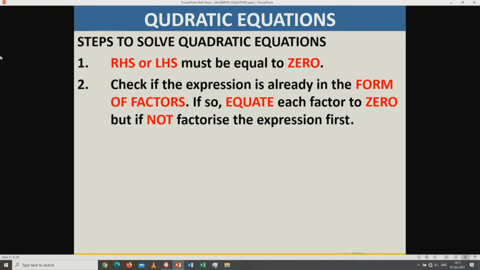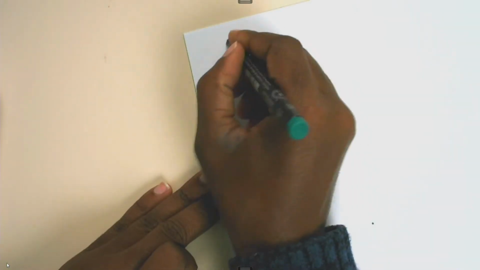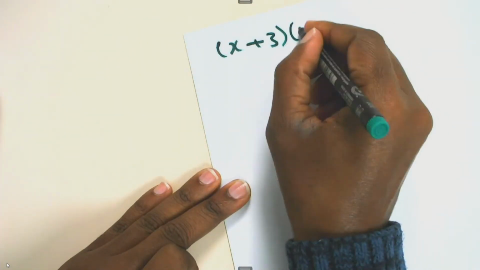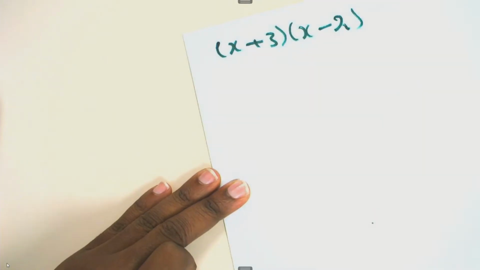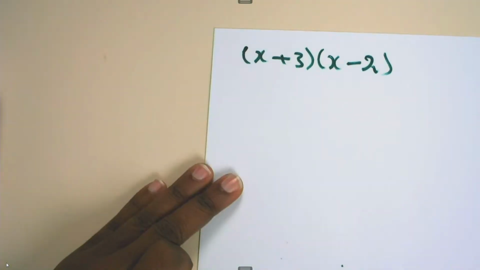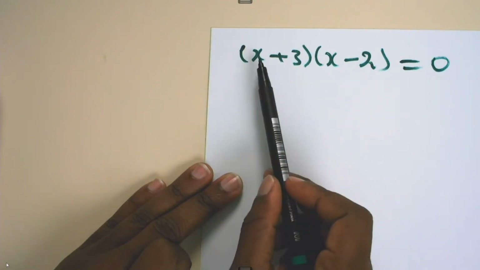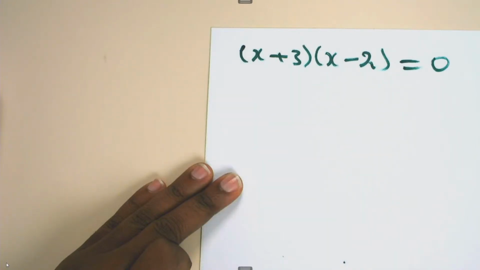Like for instance, let's have a look at this. Let me say we are having (x plus 3) into (x minus 2). (x plus 3) into (x minus 2) is equal to 0. The equation is already in the form of the factors. And again, the right hand side is already 0.